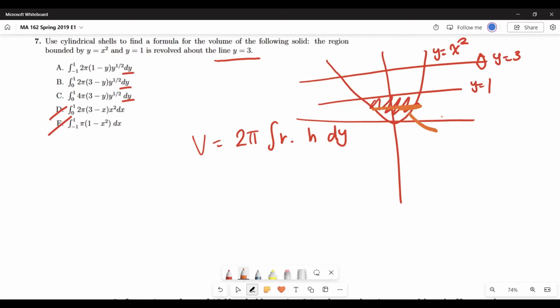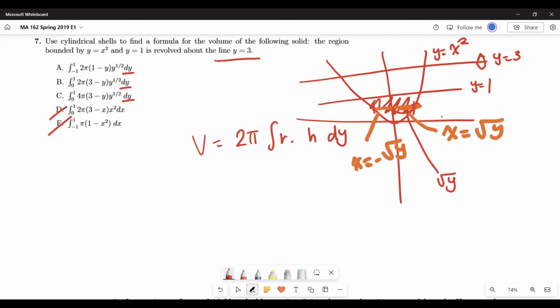This line is, since we're doing in dy, this is x equals square root of y, and this is x equals negative square root of y. It's a positive sign because the x-axis is positive in the first quadrant and negative in the second quadrant. That's why. So we have that.